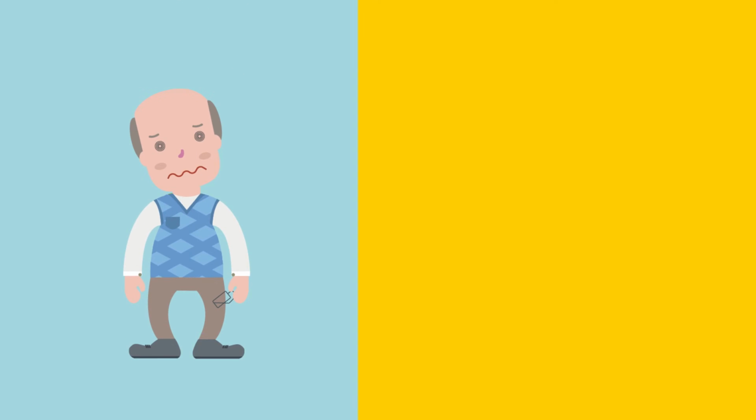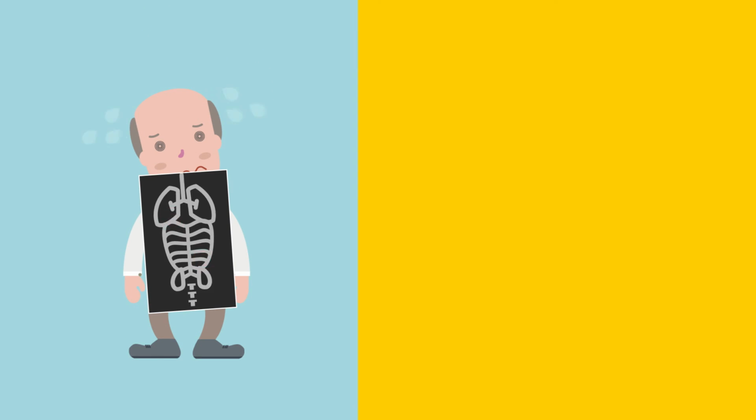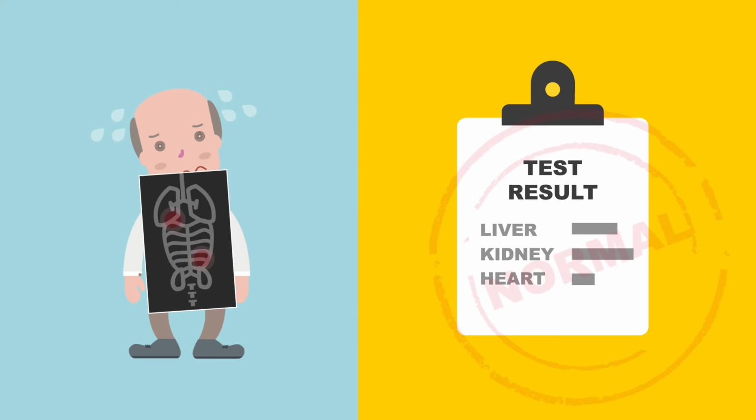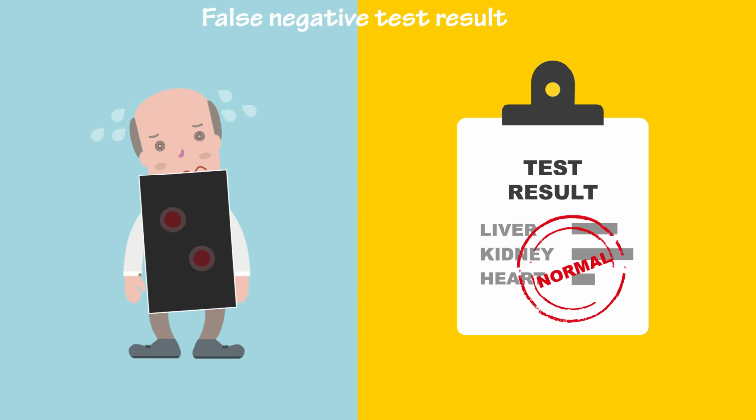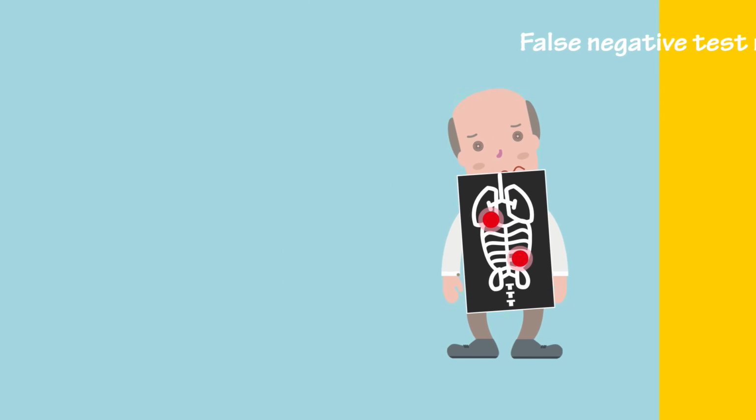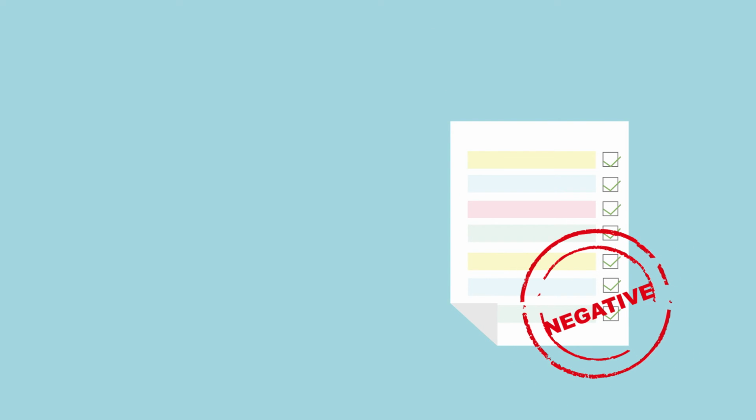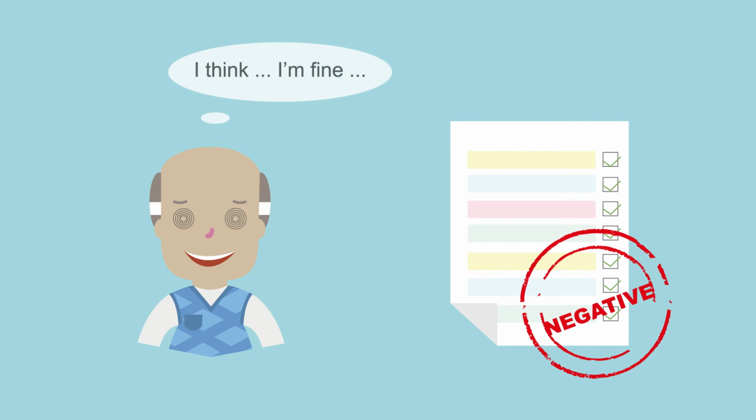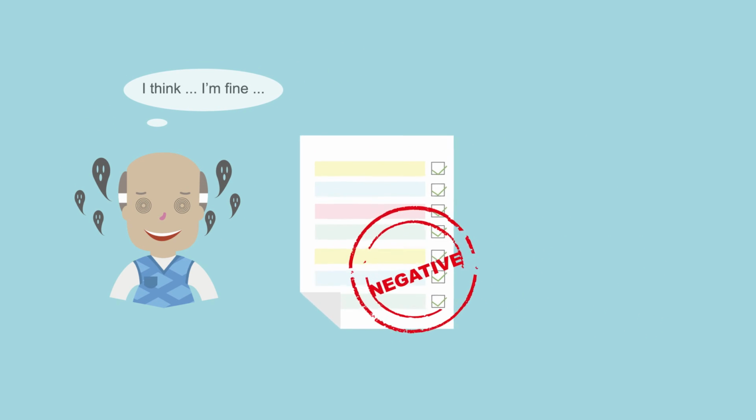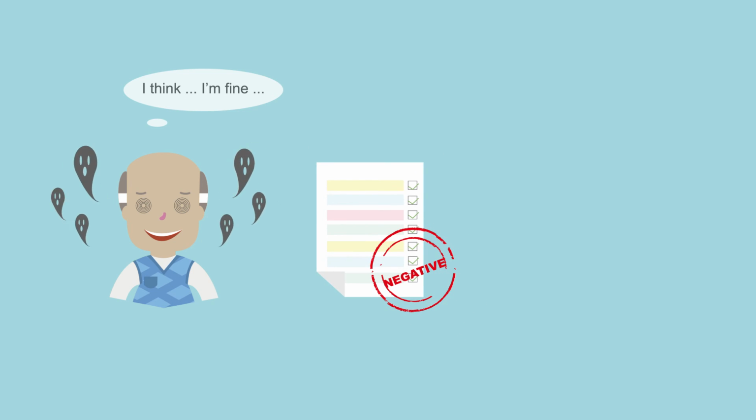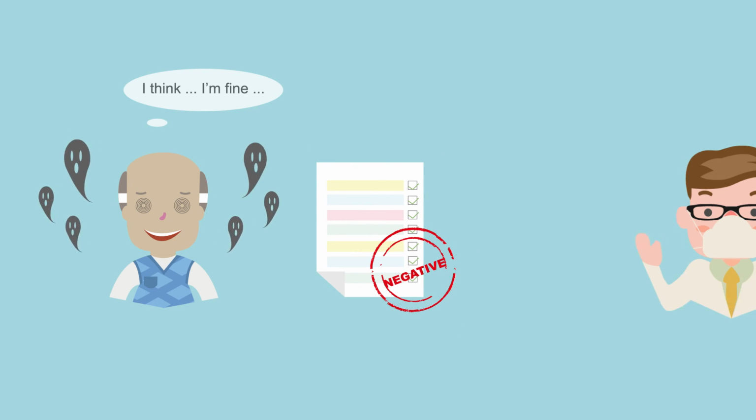The opposite can also happen. Sometimes there is something wrong, or something that needs more investigation, but the test result suggests everything is fine. This is called a false negative test result. A negative test result can sometimes give a person false reassurance because they think that nothing is wrong when there is. If your test results come back all clear, but you still feel unwell, you should talk to your doctor.